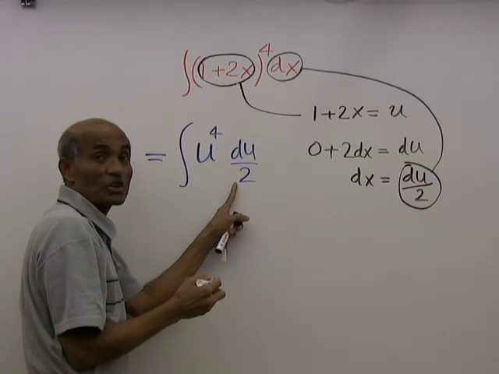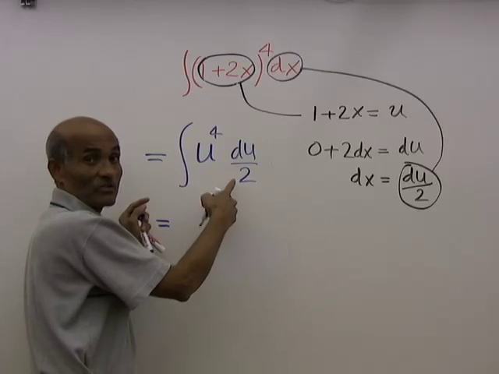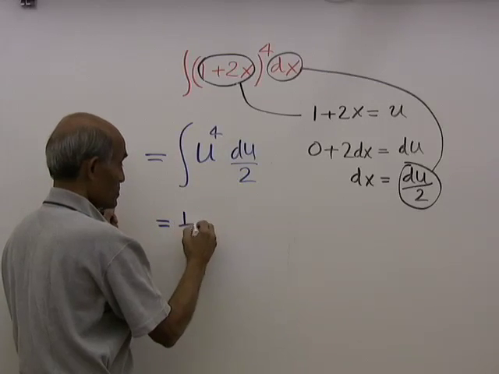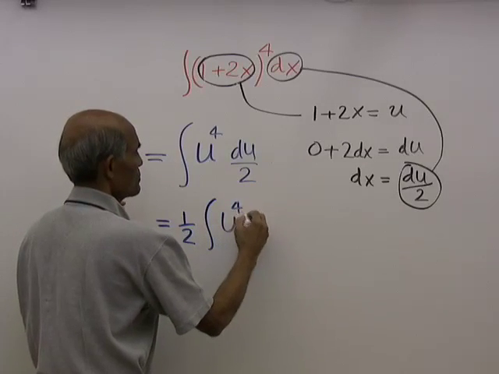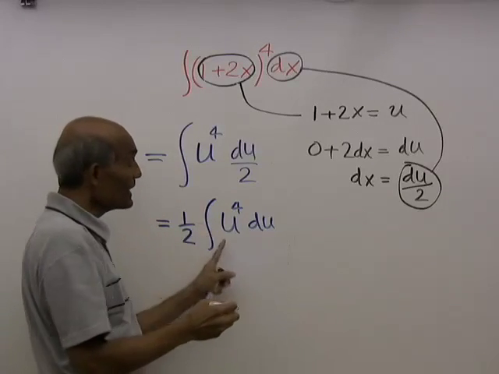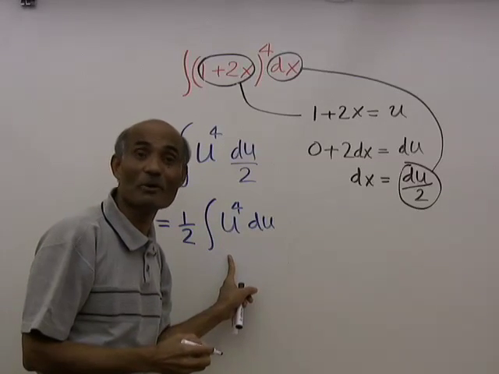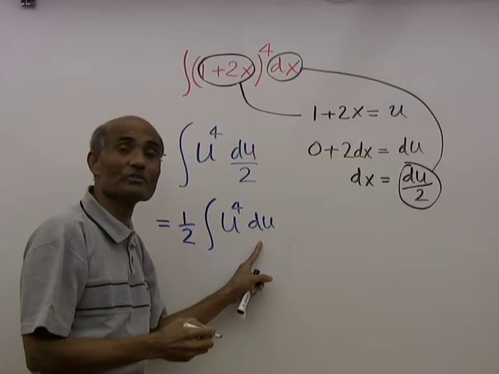Now this 2 is a constant. We bring it out. How does it come out? 2 is on the denominator, so it will be 1/2 integral u to the power of 4 du. Well, this is the form that we know now. What is integral u to the power of 4 du?